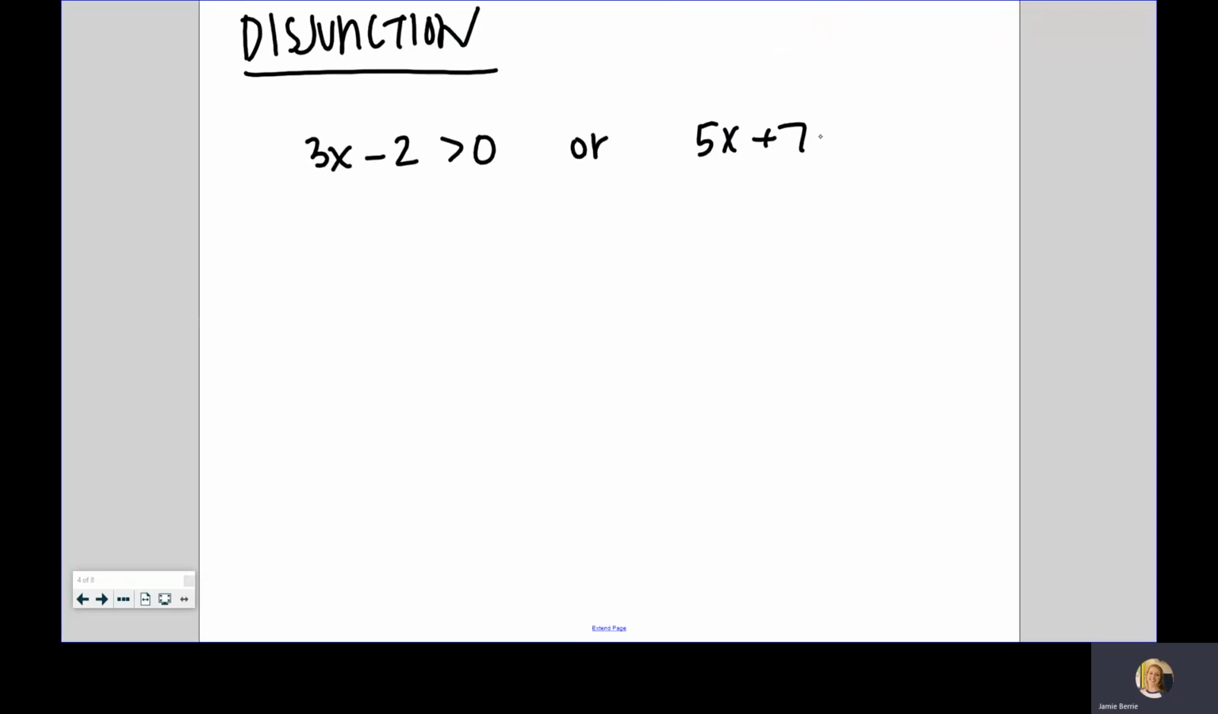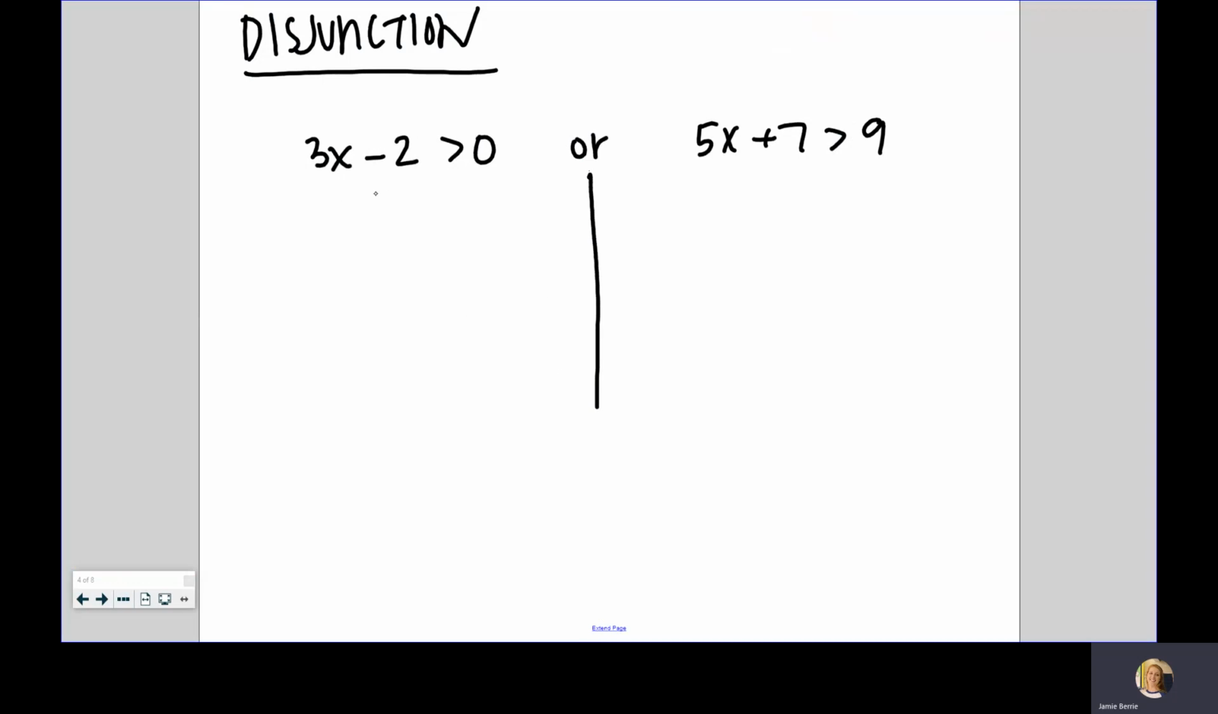X plus 7 is greater than 9. Okay. This may come out with weird numbers, but it'll be okay. Disjunctions and conjunctions are super easy to tell apart, because disjunctions will always have this word "or" in them. And disjunctions are pretty easy to solve. You just solve them both separately. All right, so solve them one at a time.